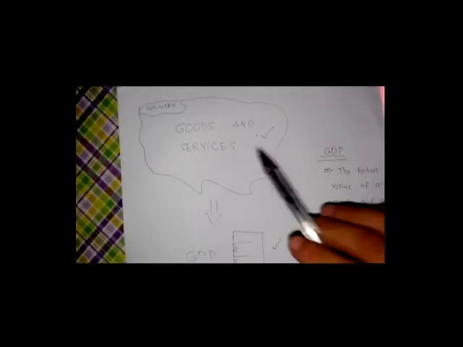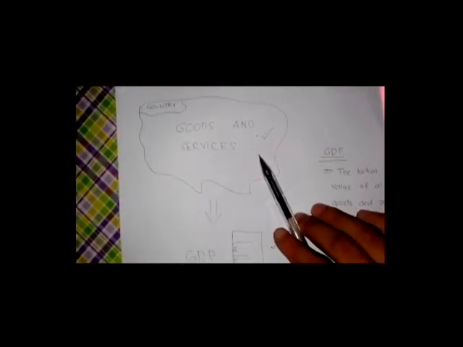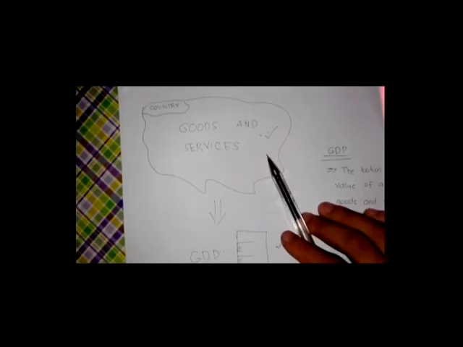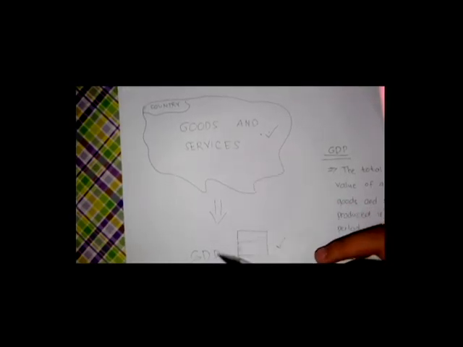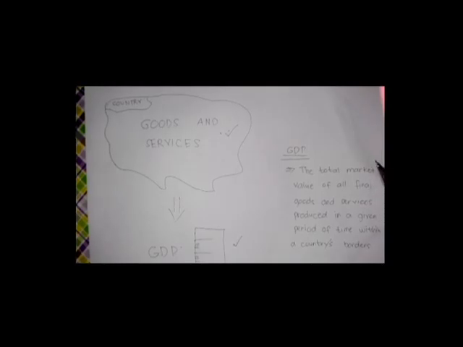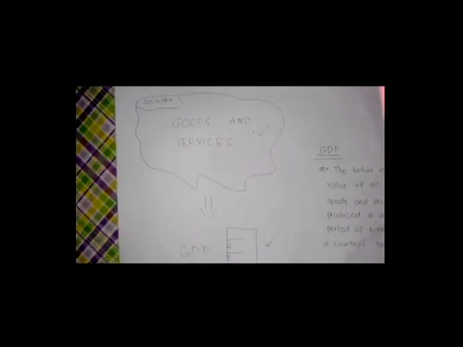Well, the country generates income by producing goods and services and selling them. There are actually quite a few ways to look at the country's income, but when it comes to examining the country's growth, we look at the country's gross domestic product or GDP. GDP is the total market value of all final goods and services produced in a given period of time within a country's borders.